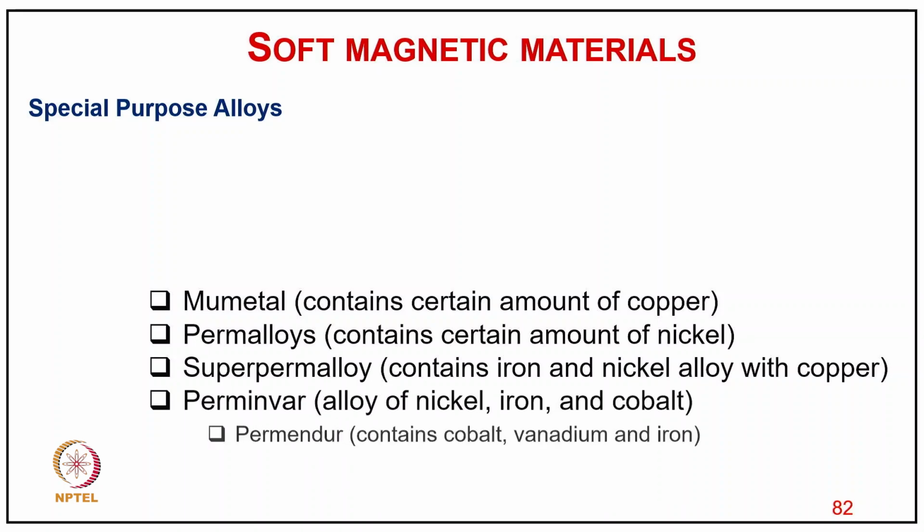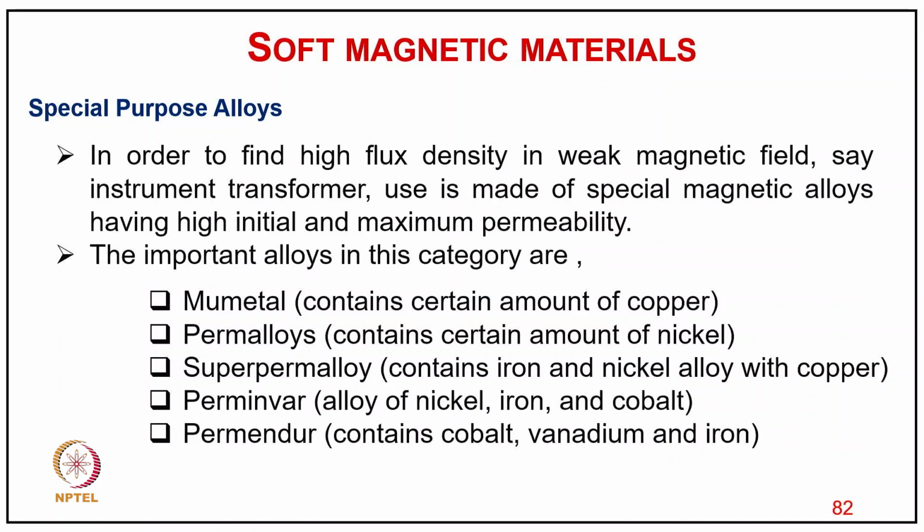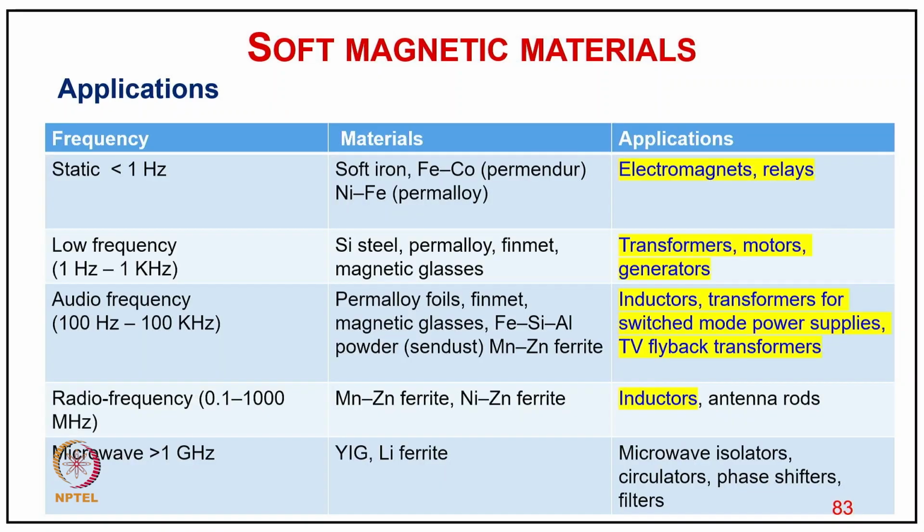Special purpose alloys are typically used to obtain high flux density in a weak magnetic field. Say an instrument transformer is made of a special magnetic alloy having a high initial magnetic permeability. Important alloys in this category are mumetal, which contains a certain amount of copper; permalloy, which contains a certain amount of nickel; superalloy, which contains iron and nickel alloyed with copper; and permendur, an alloy of nickel, iron and cobalt; and perminvar, which contains cobalt, vanadium and iron.